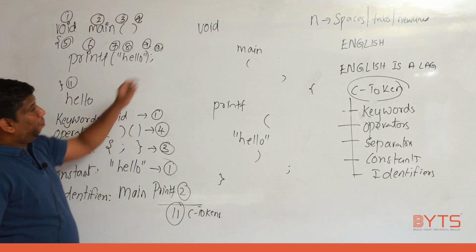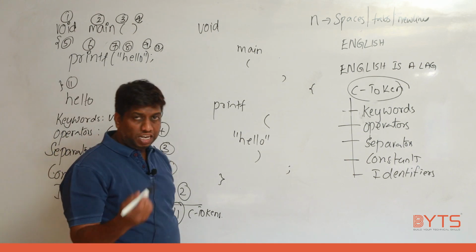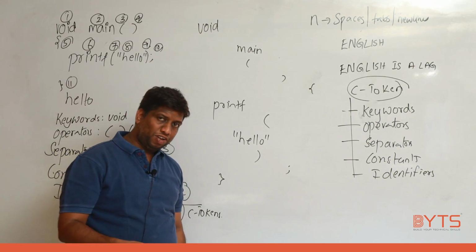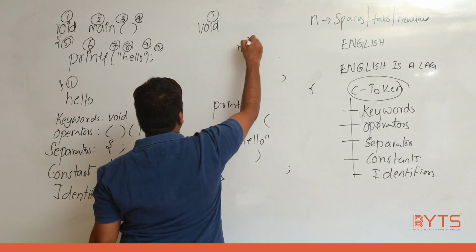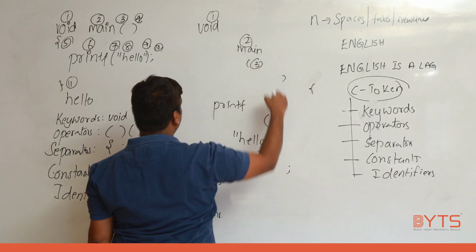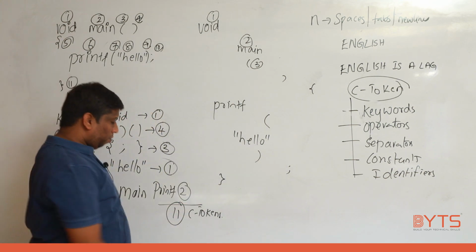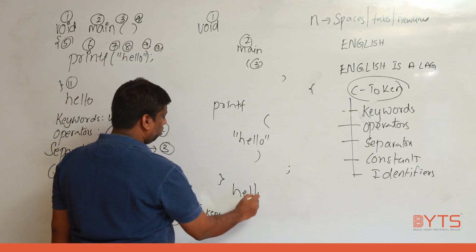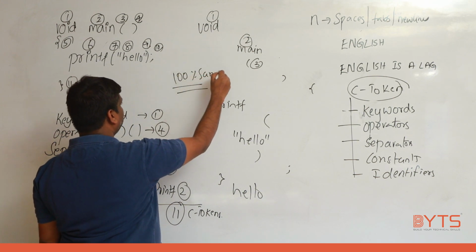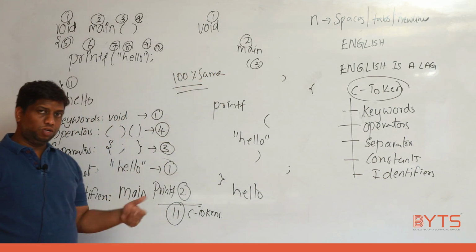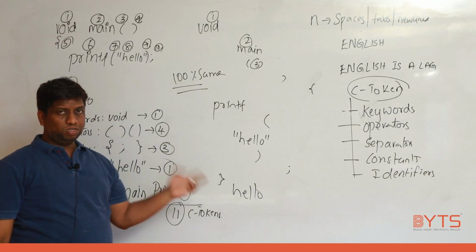Now, between 2 tokens, how many spaces? Any number of spaces. How many tabs? Any number of tabs. How many new lines? Any number of new lines. So, void is one token, main is another token, and this goes on. That is the reason for this program's answer. What is the answer? Hello. Both are 100% same. Why? Both programs are taking the same time, executing in the same time, and the output is also the same.